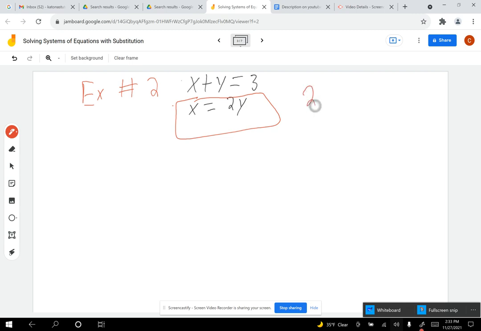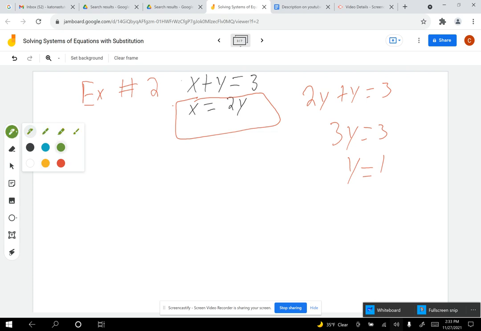So I'm going to have 2y plus y equals 3. 2y plus 1y is 3y. 3y equals 3. Y equals 1. Now, I'm going to plug 1 into one of the original equations. I'm just going to do the bottom because it's easier.